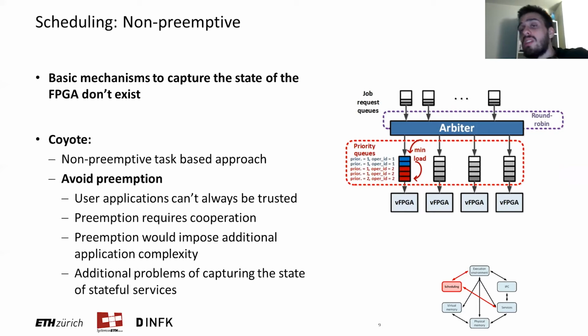Coyote deliberately avoids preemption, which some related systems like Amorphous or Optimus implement. These systems expose explicit preemption interfaces to the user applications, requiring their cooperation. One reason why we don't go for preemption is that traditionally operating systems can't always trust those user applications. Secondly, preemption would also need to take into account services like network, so capture and restore the state of these as well. And again, going back to that initial point, the basic mechanisms to capture the state of the FPGAs don't exist. So this is quite difficult.